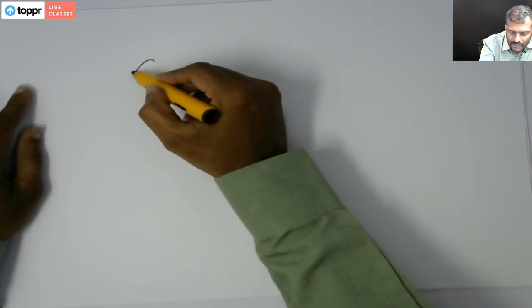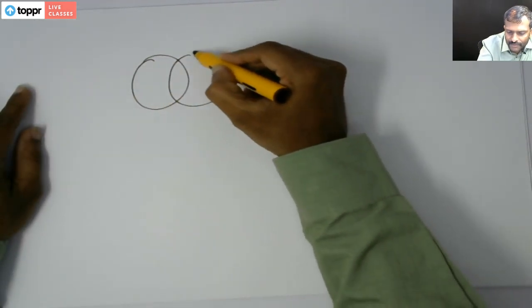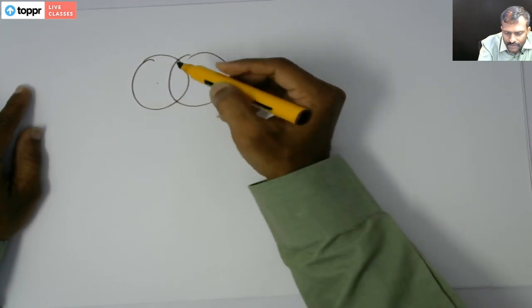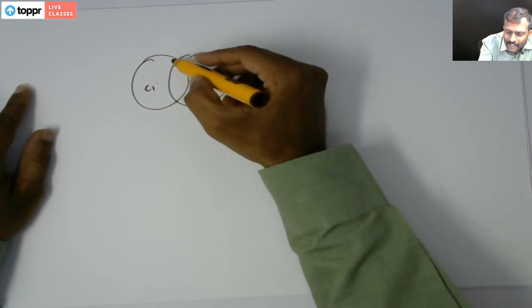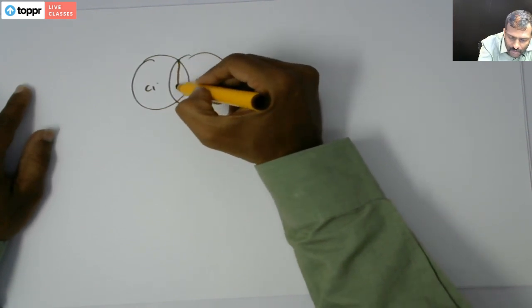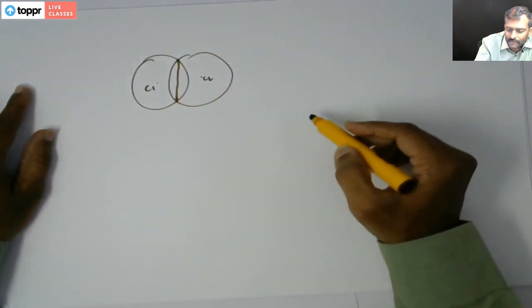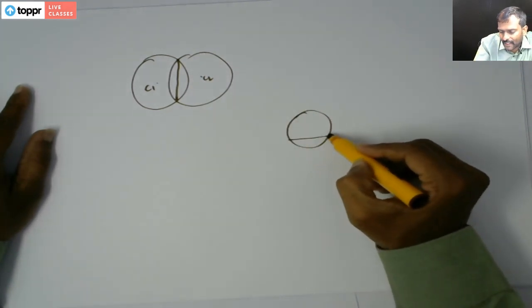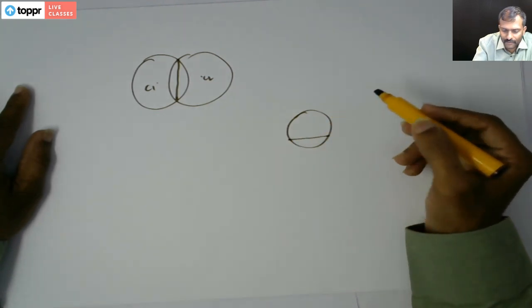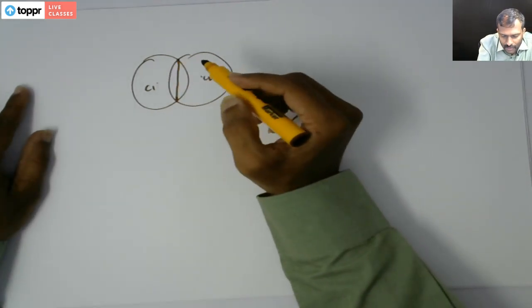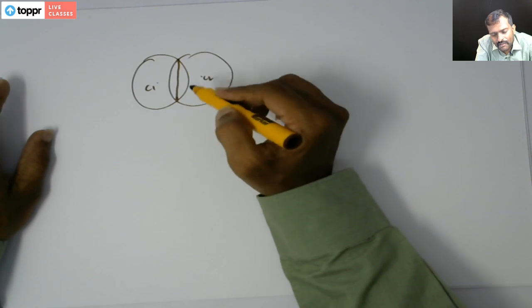Next, when two circles are intersecting each other, say like this, and this one has center 1 and this one has center 2, and you have a common chord. What is a chord? A chord is nothing but a line segment which has its endpoints on the circle, right? So this is the common chord. What will be the equation of this common chord?